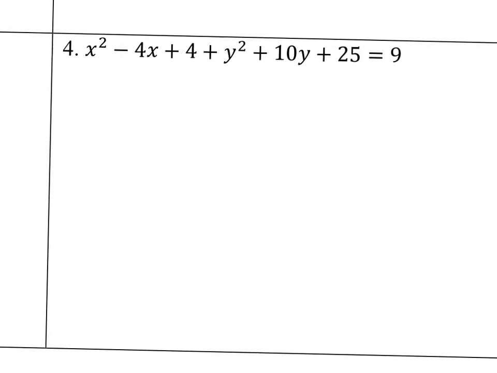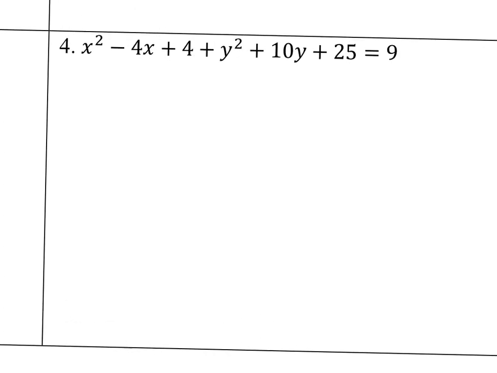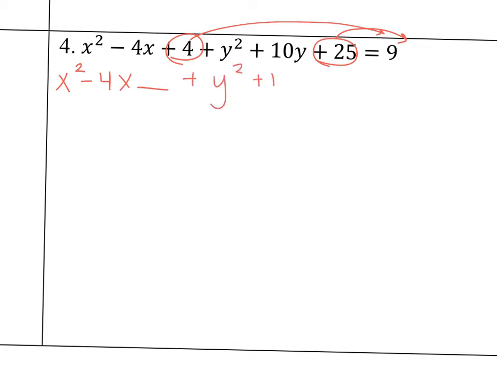Go ahead and do the same thing for number 4. Pause the video, try this on your own, fast forward to get the answer, or obviously if you need more help, you can have me explain. So I'm going to find all my constants, and I'm going to move them all to the other side. So I have x squared minus 4x, leave a blank, plus y squared plus 10y, leave a blank. And then I have 9 minus 25 minus 4, which is negative 20.